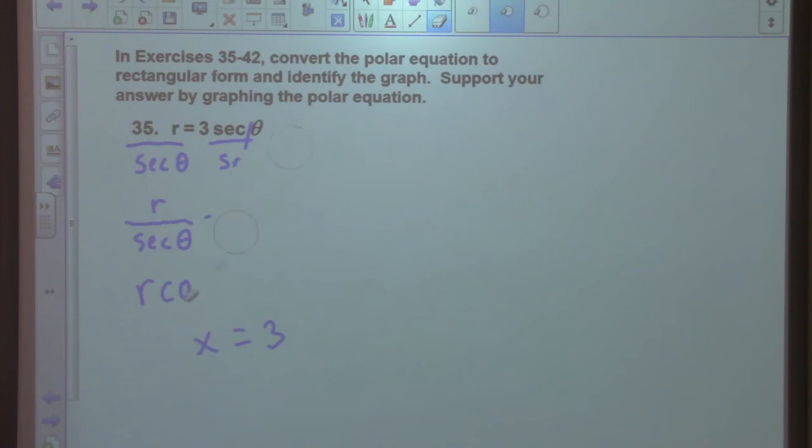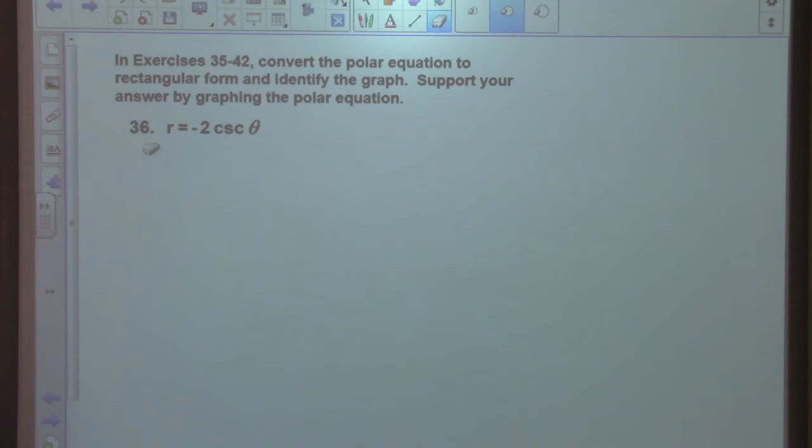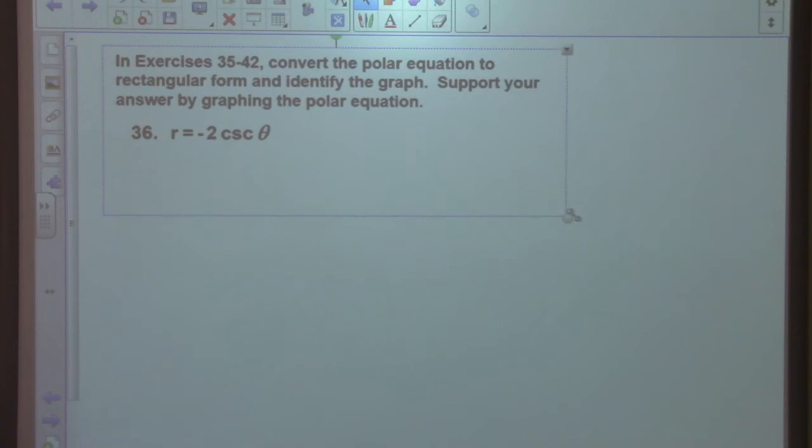So what I want to do is go through these, and you may not have time to do all of them today, but I want to get to at least a sampling. So I want you to go ahead and work out number 36. It's a similar type of problem using your identities.